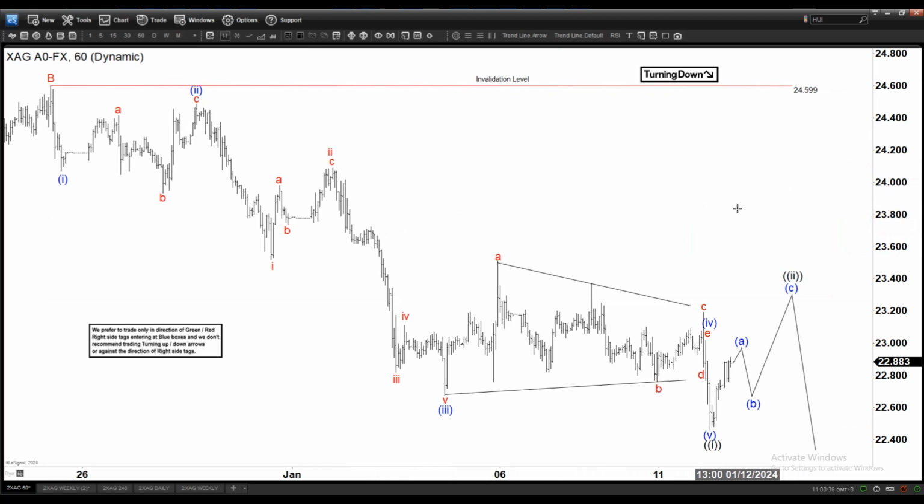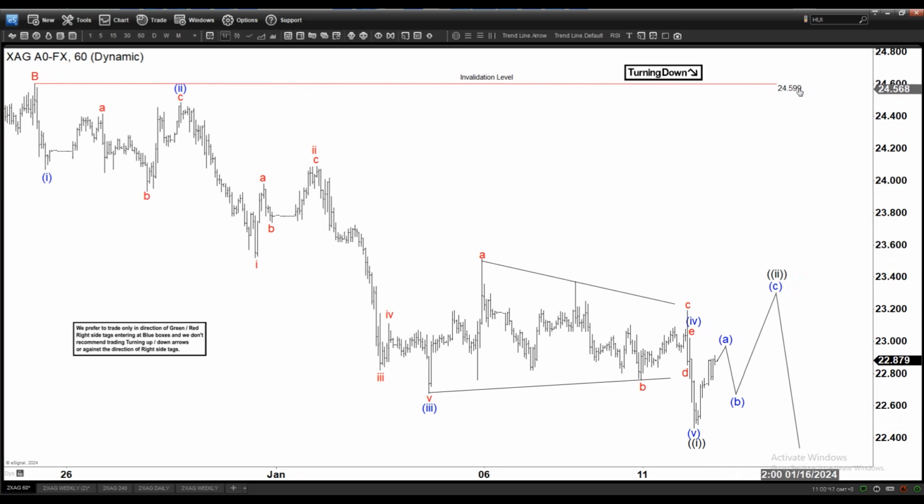Okay, all right, so now we're looking for a 3 swing rally or a 7 swing rally because correction is always either in 3 swing or in 7 swing, right? And as long as it stays below 24.6, it can go down. So you can see the arrow is turning down. It's not red, so that means, like I said, it's sideways. There's no trend whatsoever in silver right now.